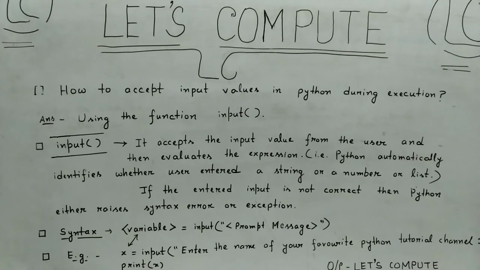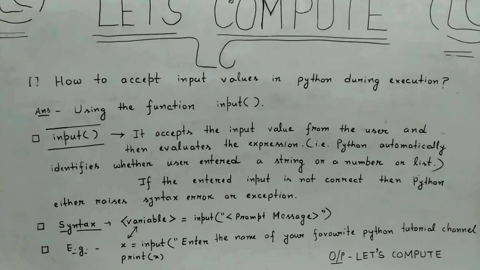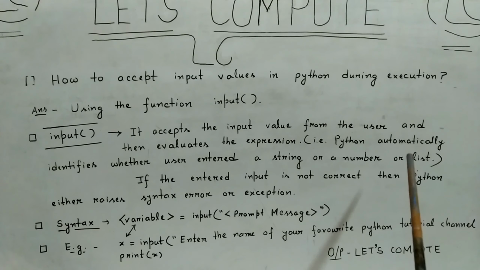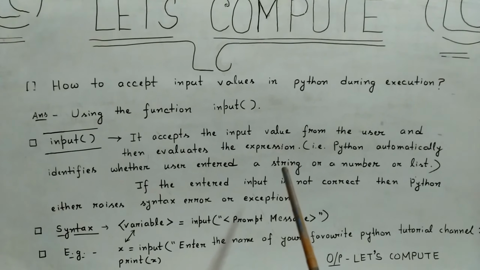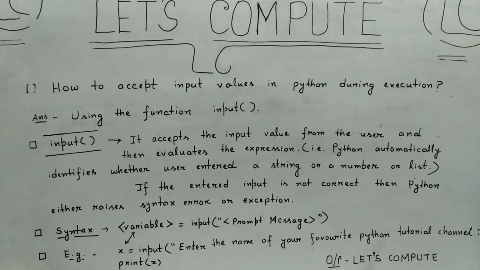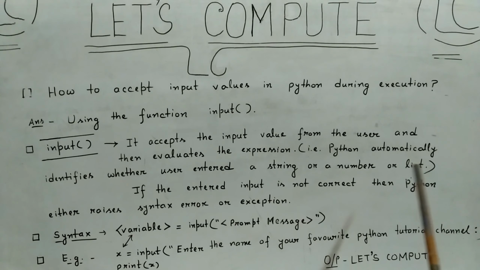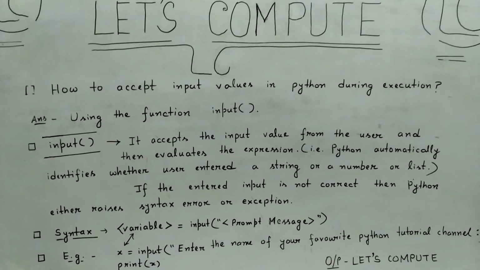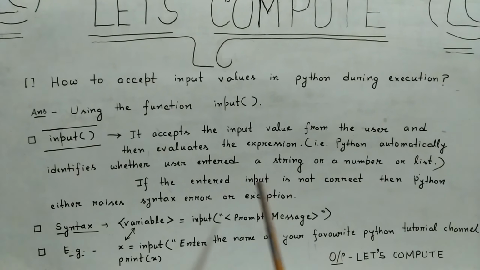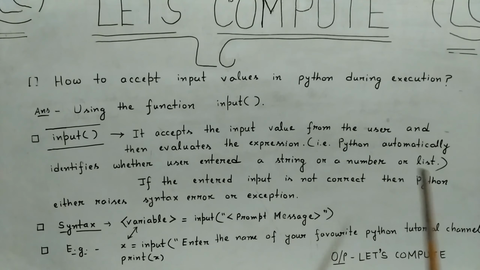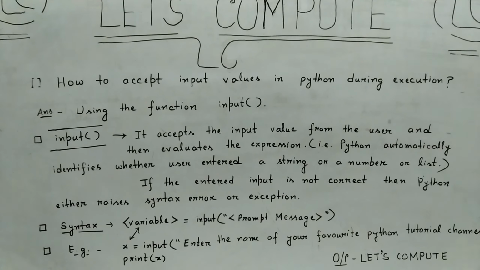Well, what is the meaning of this very phrase, evaluates the expression? Actually, Python automatically identifies whether the user has entered a string or a number or a list. Yes, these are the possible options, a string or a number or a list, for a user while giving the input. If the entered input is not correct, then Python either raises a syntax error or an exception.